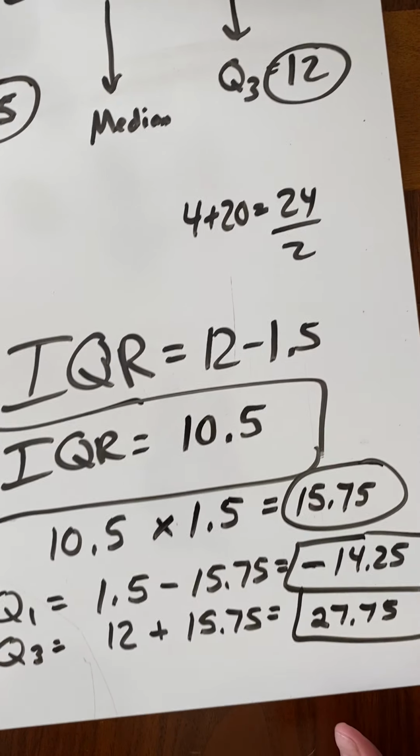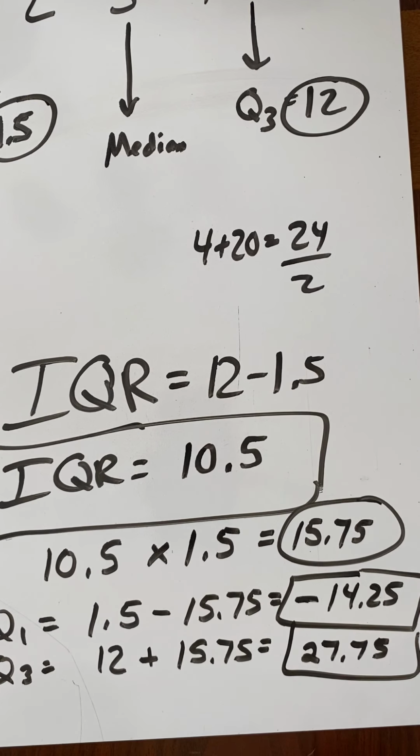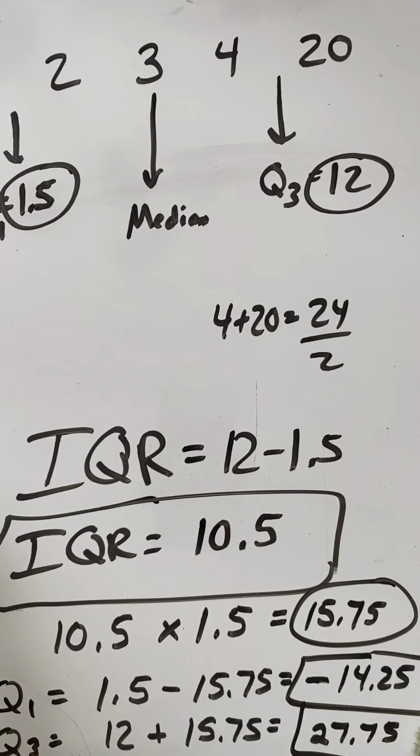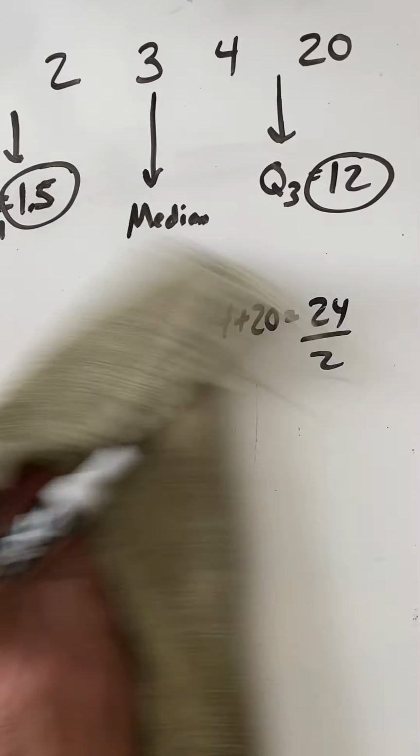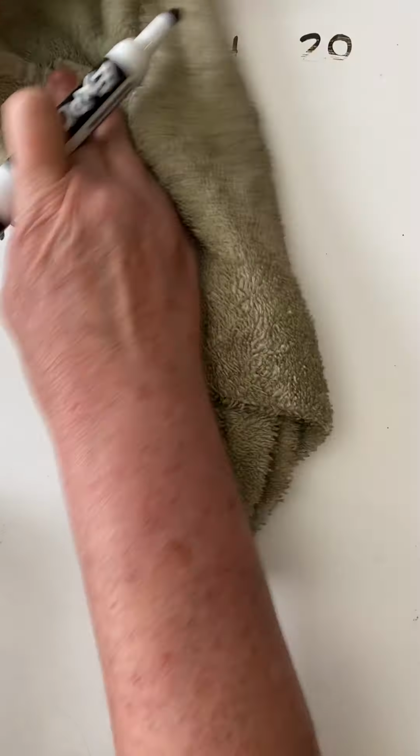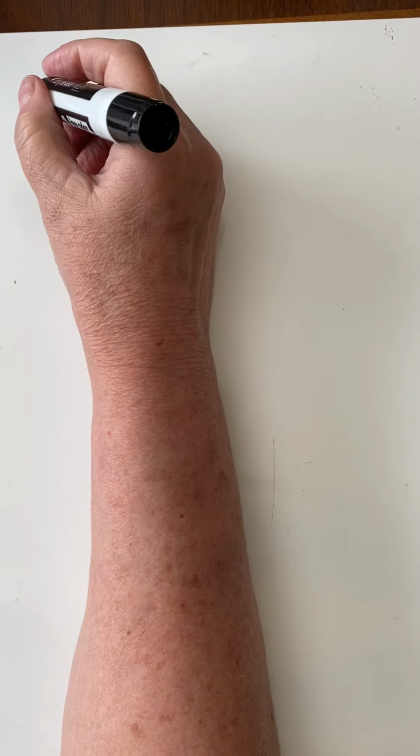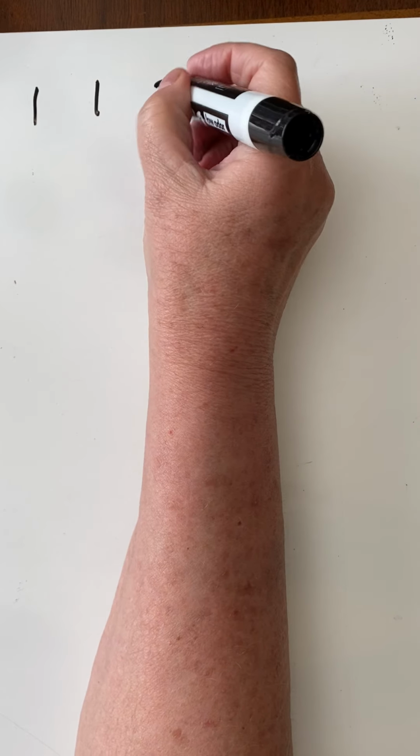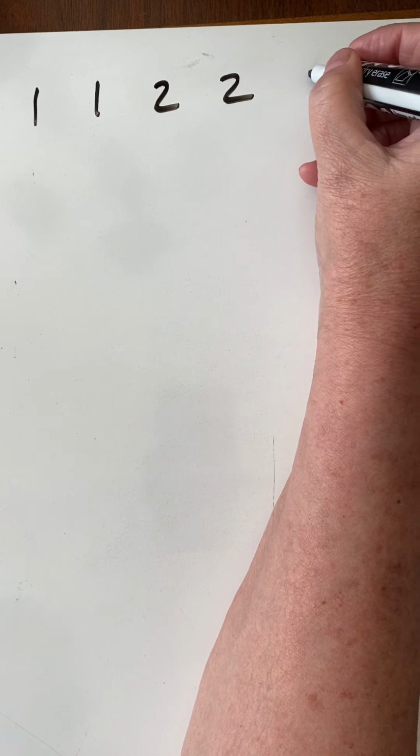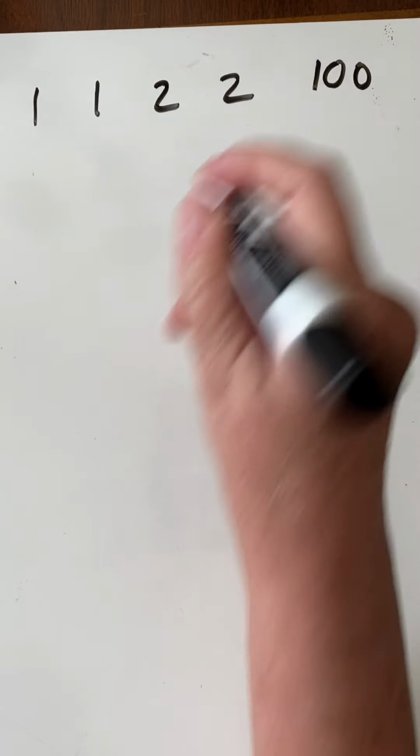So believe it or not, that 20 is not an outlier because it falls within the range of 1.5 times what the range is. So I can keep all my data because it's all good. Let me show you an example of when that would not be good. If I had numbers of 1, 1, 2, 2, and 100. So let's look at those right there.